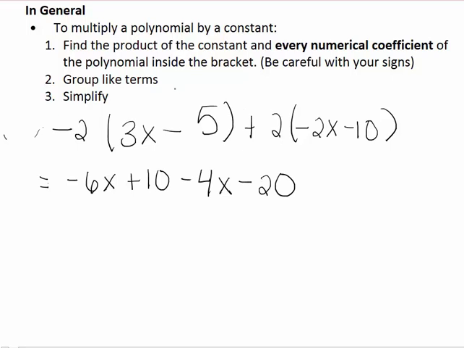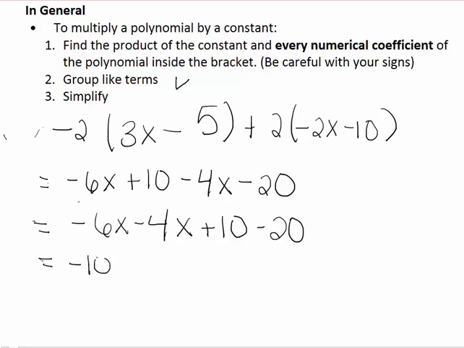Then our next step is our grouping like terms. So we need to group all of the x's together and all of the plain numbers together. So negative 6x minus 4x plus 10 minus 20, which will round out to be negative 10x minus 10, and we can factor out a negative 10. And that is our final answer in simplest form.